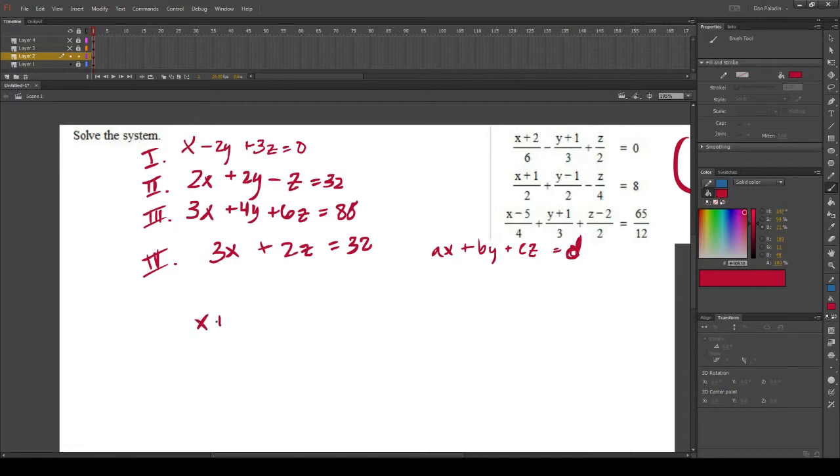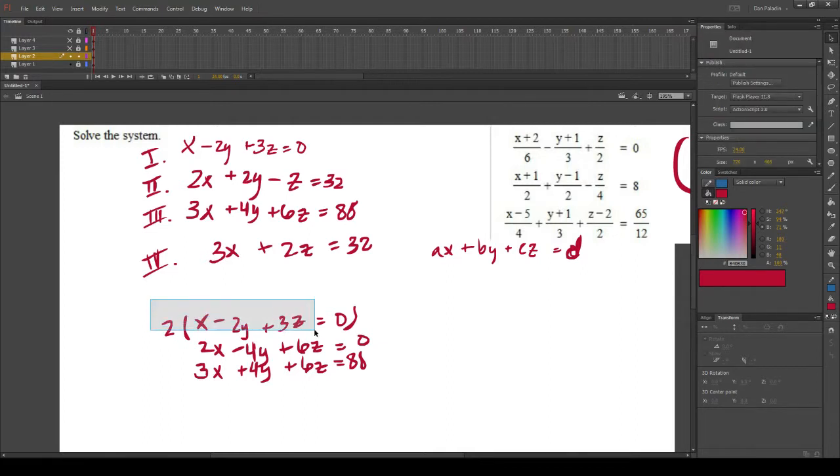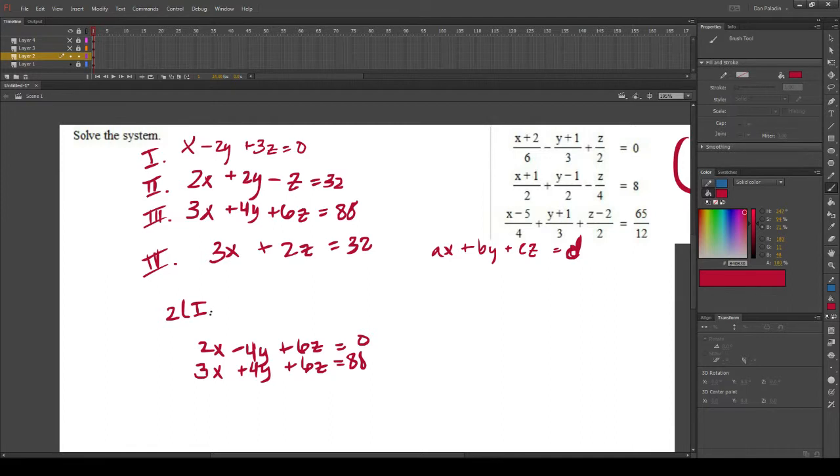So I've got x minus 2y plus 3z is equal to 0, and I need to add that to 3x plus 4y plus 6z is equal to 88. So you can see I need 2 times this amount, so I'm going to multiply everything by 2. That's going to give me 2x minus 4y plus 6z is equal to 0. So I can get rid of that. So it's 2 times equation number 1 plus equation number 3. That's what I'm doing right now.